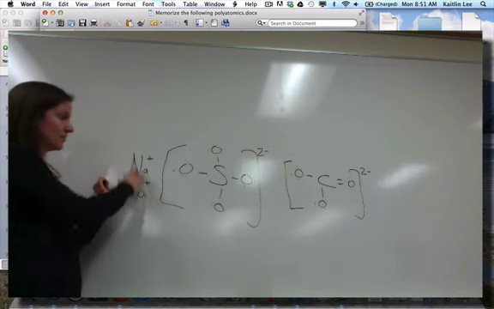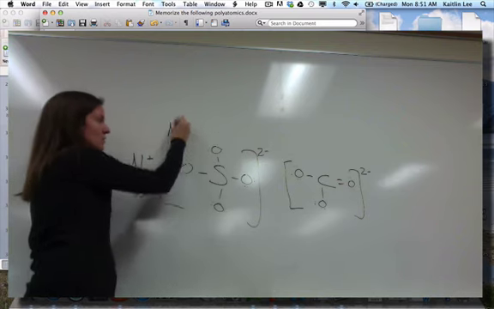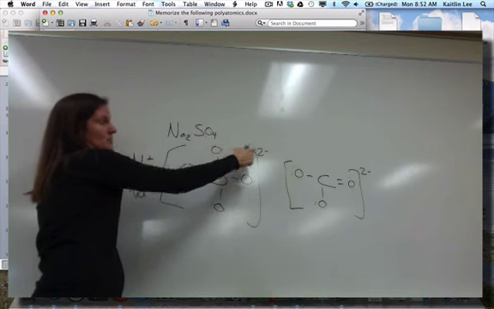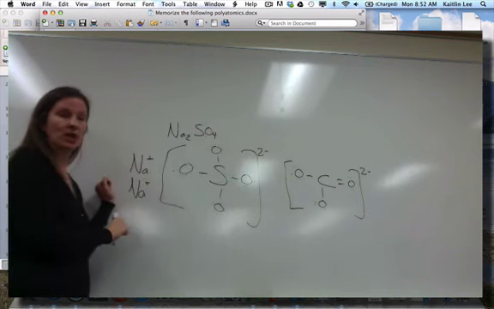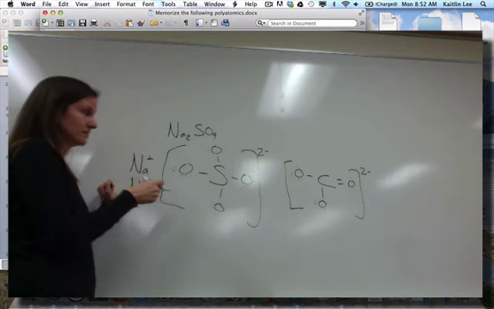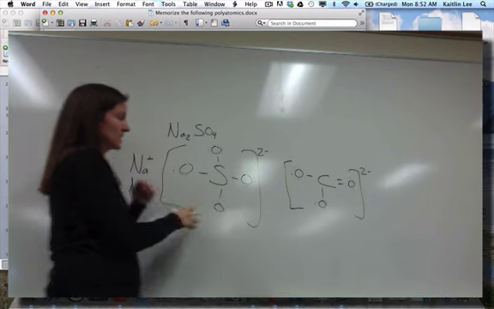In this case, if you wanted to bond it with sodium, it would be Na2SO4, because SO4 has a 2- charge and sodium has a +1 charge. Okay? Now, what happens if I need multiple polyatomic ions?